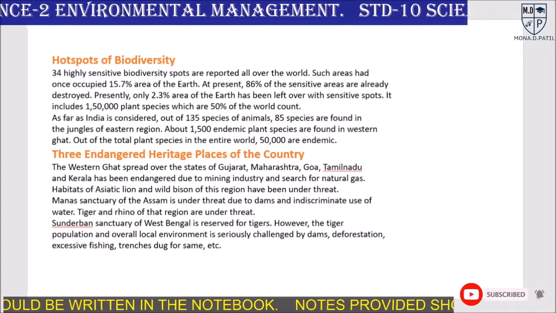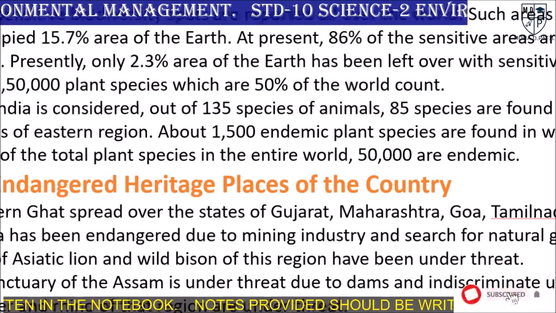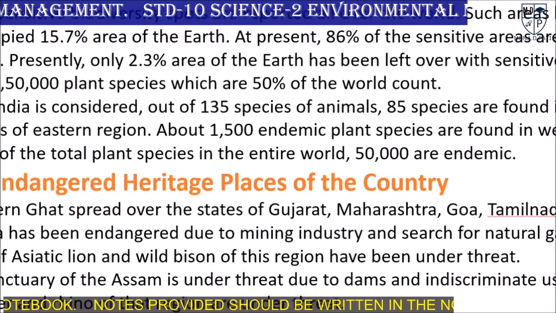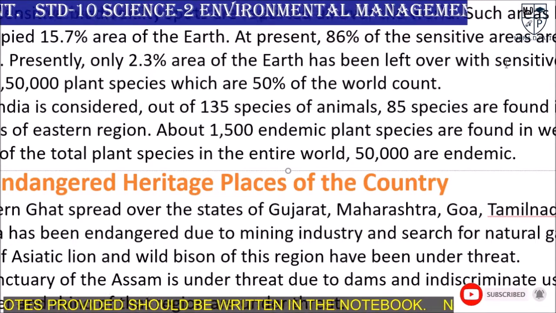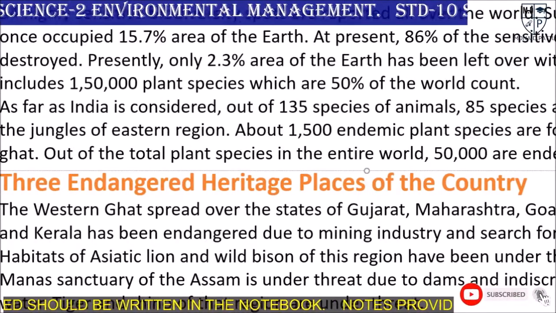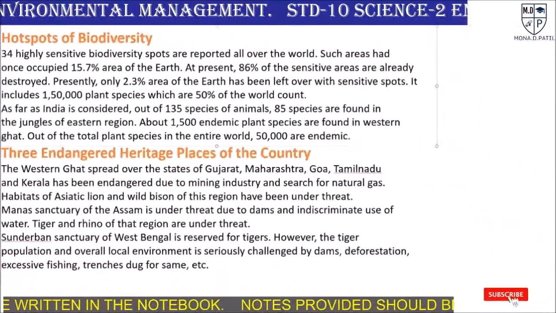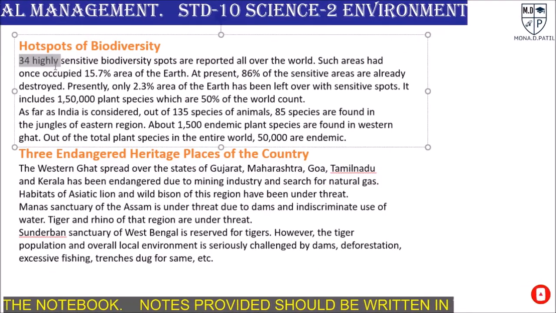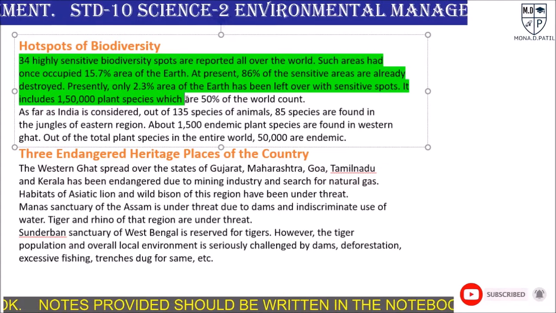Now, hotspot biodiversity. 34 highly sensitive biodiversity spots are reported all over the world. Such areas once occupied 15.7% of the earth's area. At present, 86% of the sensitive areas are already destroyed. Presently, only 2.3% of the earth's area has been left with sensitive spots. It includes 1,50,000 plant species, which are 50% of the world count.